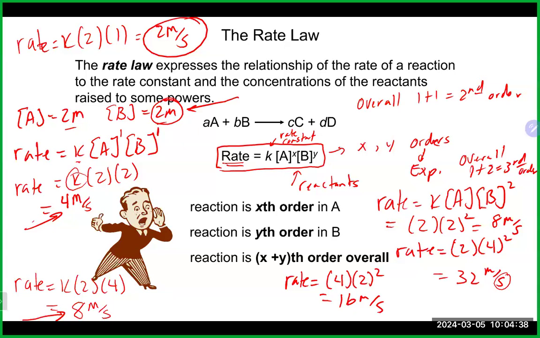And now, for example, if we were to cut our concentration of B in half, in this case, we would have the rate is equal to 2 times 1 squared, right?